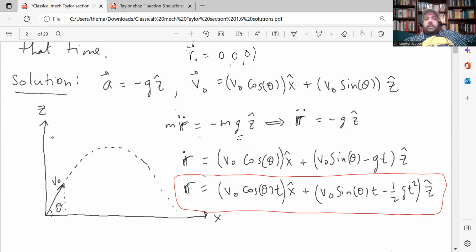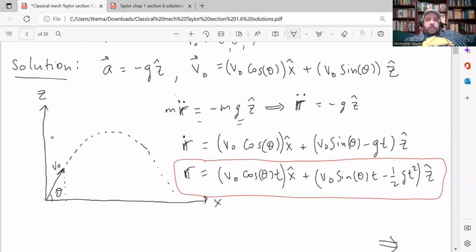And then the next thing they wanted us to say is, how long does it take for the ball to hit the ground again? And when it does hit the ground, how far has it traveled? So, the time it takes for the ball to hit the ground again, and how far did it travel when it hits the ground again.